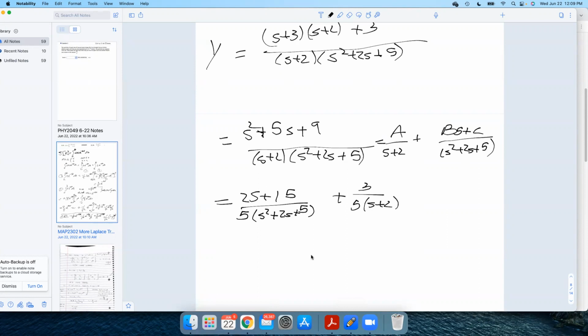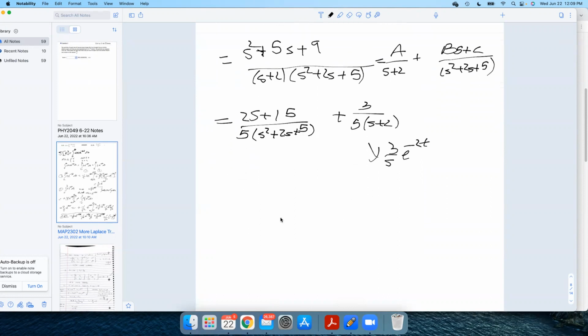Okay, now we're doing inverse Laplace transforms. This one's going to be easy. That's just an exponential. Like this one, I know that's going to be 3/5 e to the negative 2t. This one's going to be hard. We're going to have to do a lot of work here.